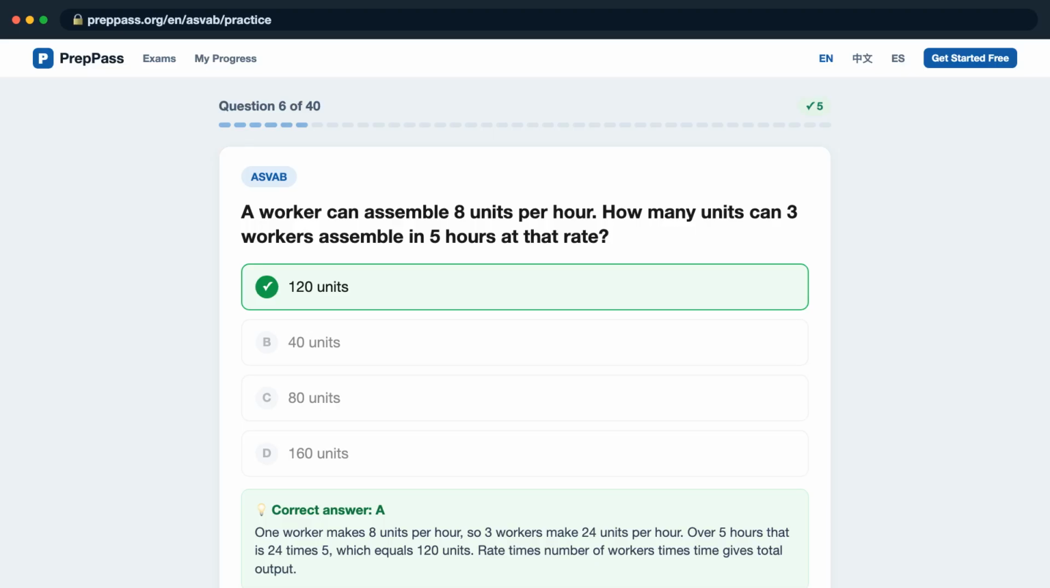1 worker makes 8 units per hour, so 3 workers make 24 units per hour. Over 5 hours, that is 24 times 5, which equals 120 units. Rate times number of workers times time gives total output.